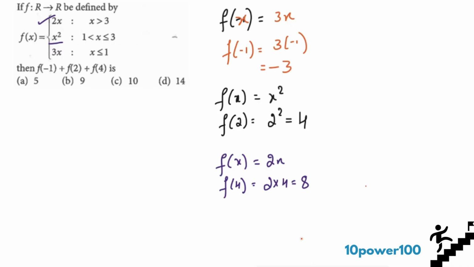Now let's find the sum of all of this. The first one is minus 3, the second one is plus 4, and the third one is plus 8. 4 plus 8 is 12. 12 minus 3 is 9. So option B is the right answer, children.